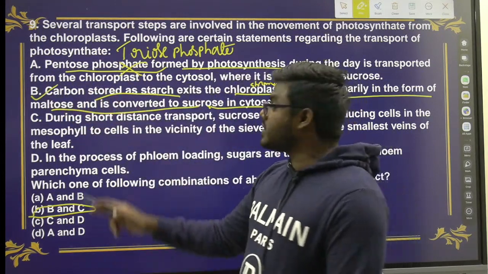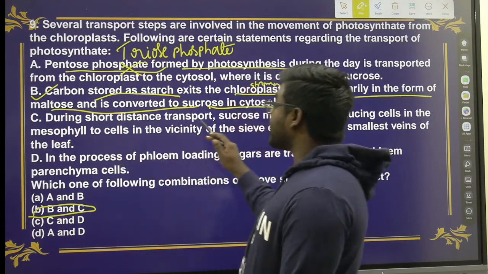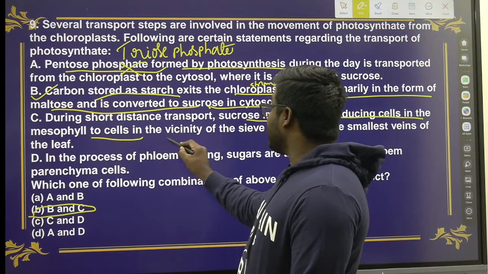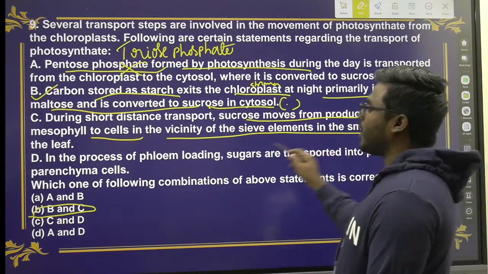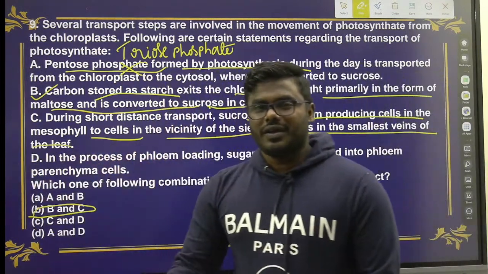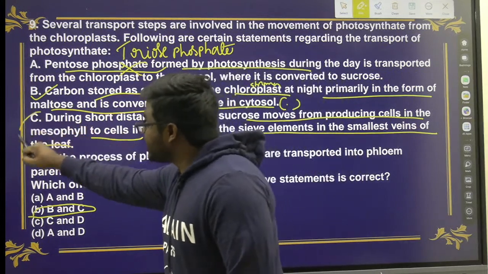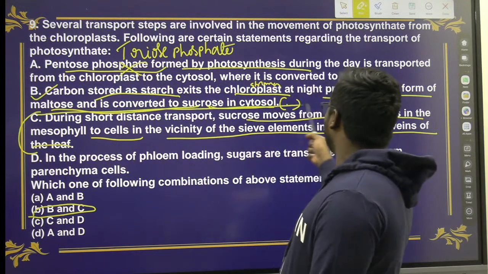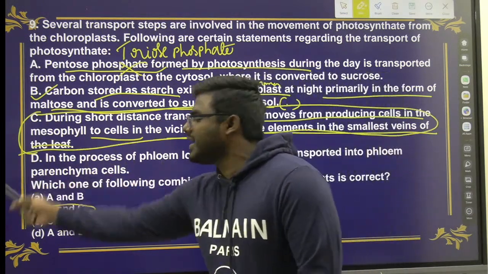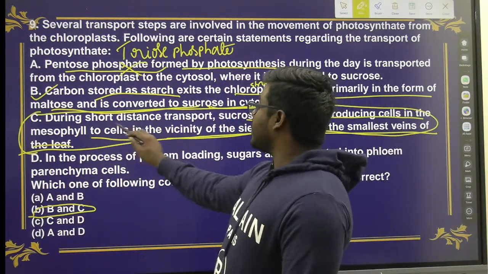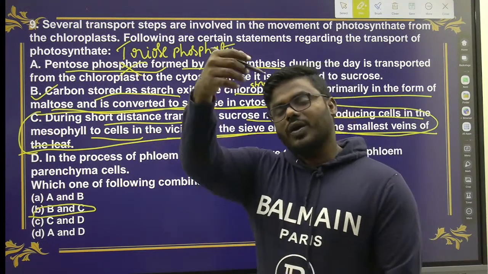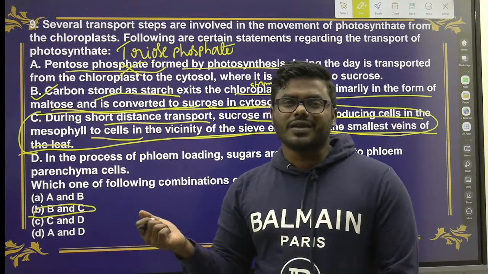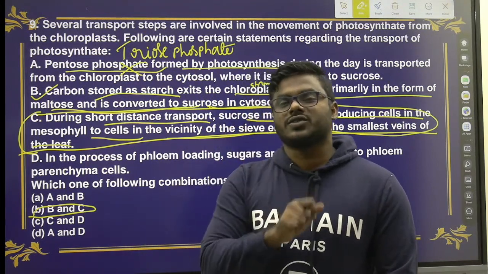Now you look into option C. During short distance transport, sucrose moves from producing cells in the mesophyll to the vicinity of the sieve elements in the smallest veins of the leaf. Even in the classroom, we read the same statement. Even I reminded you, these are all statements directly given from the standard reference book, Lincoln and Taiz. Why do we use the word short distance transport? Once the sugars are transported through the phloem, they just have to enter into the sink region. That's why we call it short distance transport.